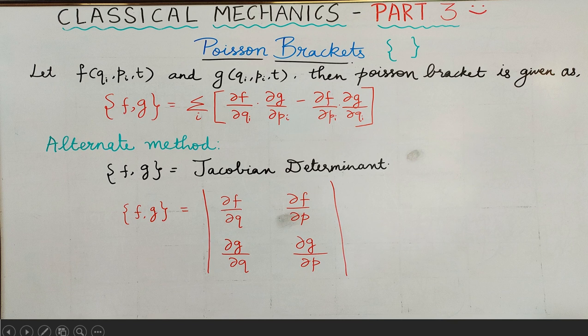So the other method to find the Poisson bracket is the Jacobian determinant. It is nothing but the first row consists of our first quantity and the partial differentiation with respect to q and partial differentiation with respect to p. Similarly, the second quantity forms the second row with the partial differentiation with respect to q and the partial differentiation with respect to p. So this is just a simple formula and let us go to a problem.